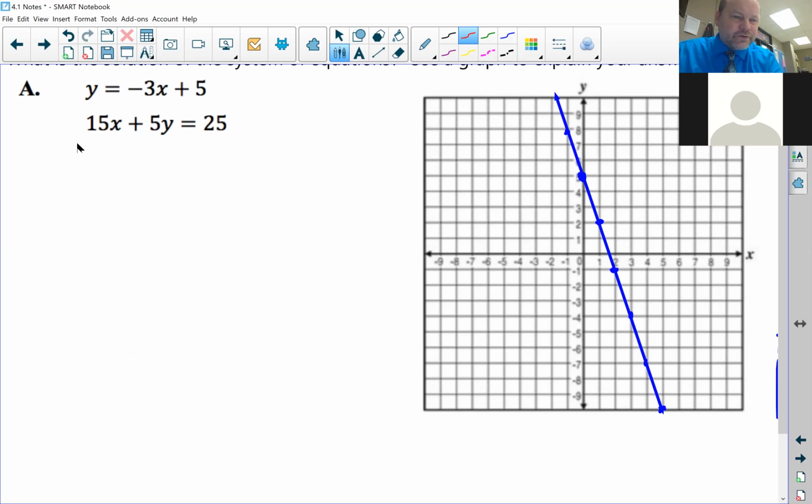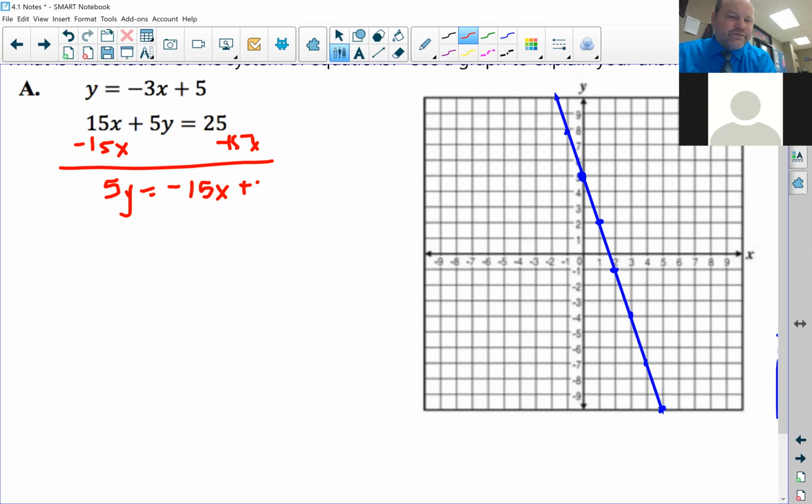So the first thing I'm going to do is subtract 15x. So I'd have 5y, because on the left-hand side, 15x minus 15x is 0. On the right-hand side, I can't do that subtraction because my 25 doesn't have an x with it. So I just have to write it as minus 15x plus 25, and they can't be combined.